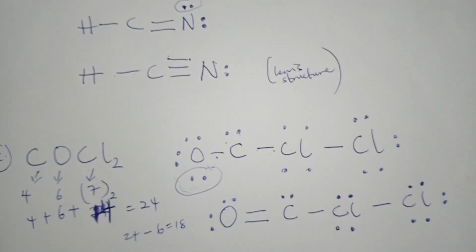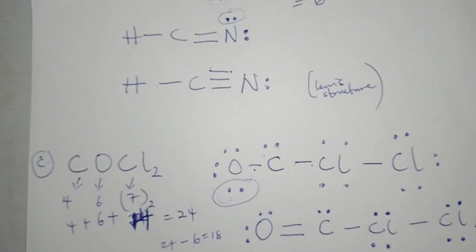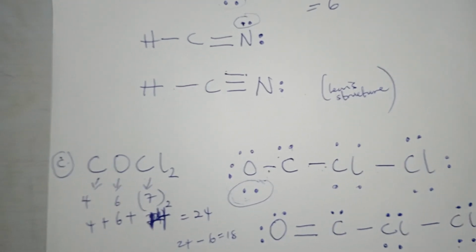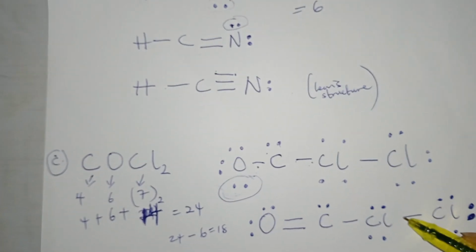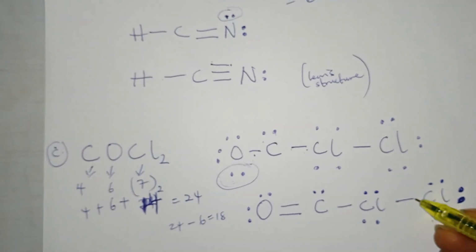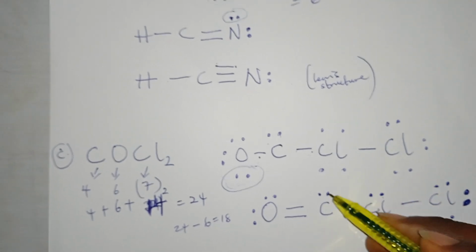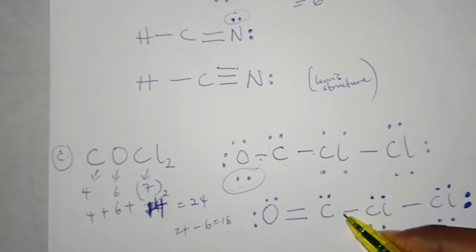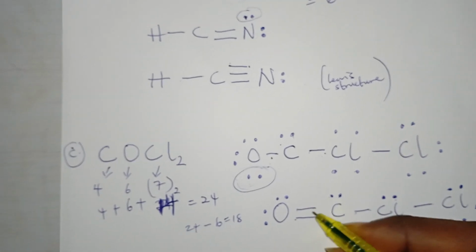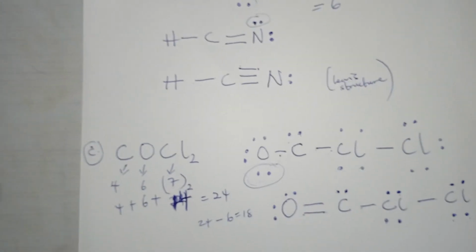Let's check if it's balanced. I have 1 2 3 4 5 6 7 8. Then for this particular chlorine, I have 1 2 3 4 5 6 7 8. For carbon, I have 1 2 3 4 5 6 7 8. For oxygen, I have 1 2 3 4 5 6 7 8. So it's balanced.